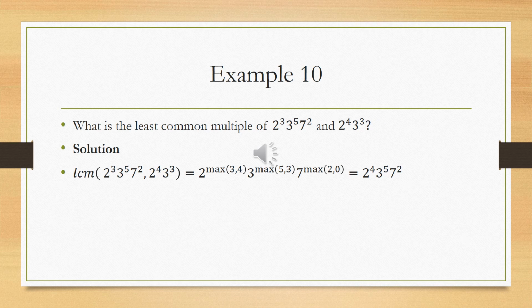First, 2 is common. If we take 2 with the highest power, that would be 2 raised to the power of 4. And then 3 is common. We take 3 with the highest power, that would be 3 raised to the power of 5. And then 7 is also common, because on the other hand we have 7 raised to the power of 0, and here we have 7 raised to the power of 2. So we take 7 raised to the power of 2 and we multiply those. That will give us the LCM.